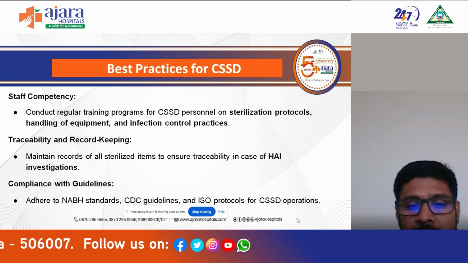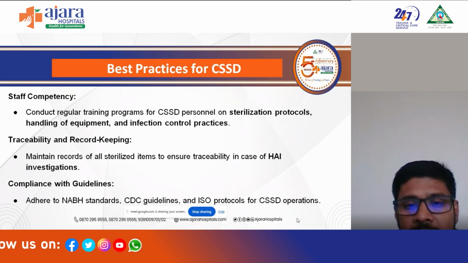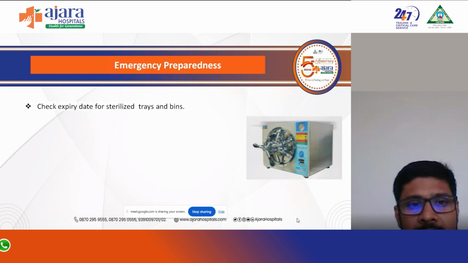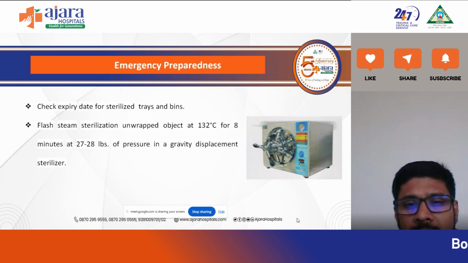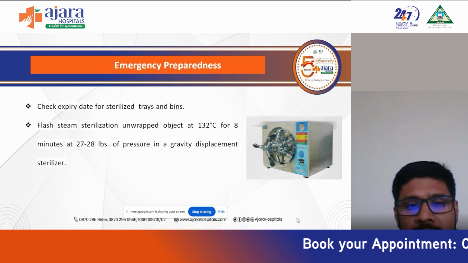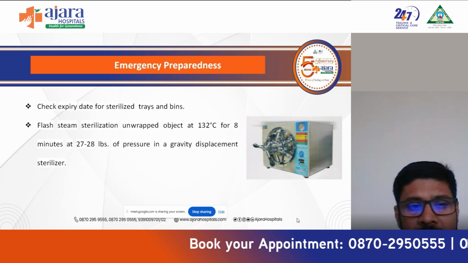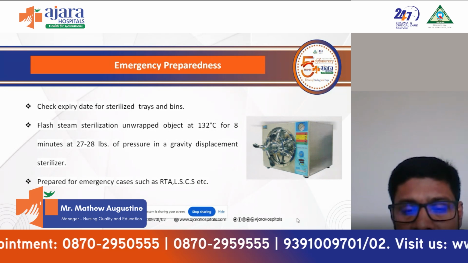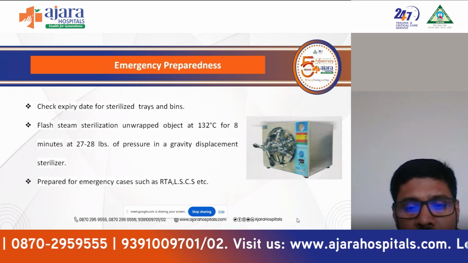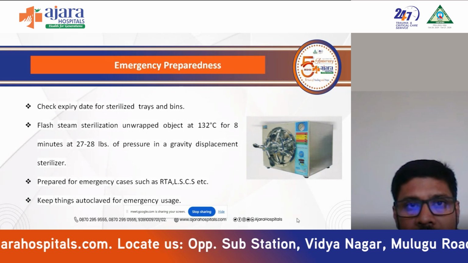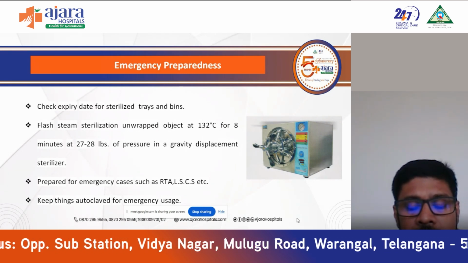Then we need to follow the NABH standards and CDC guidelines. Whatever protocols and guidelines we follow in the hospital, we need to stick to those protocols. Then we need to prepare for any emergency, check the expiry date for the sterilized trays and bins, and flash steam sterilization of wrapped objects at 132 degrees Celsius for 8 minutes at 27 to 28 lbs of pressure in the gravity displacement sterilizer. Be prepared for emergency cases such as RTA and neurosurgeries. Instruments should be ready, and keep things autoclaved for emergency use. We need to maintain a particular set of instruments for emergency purposes.